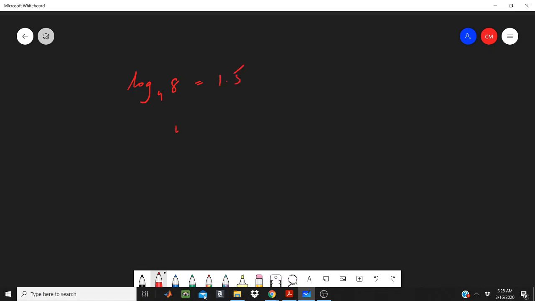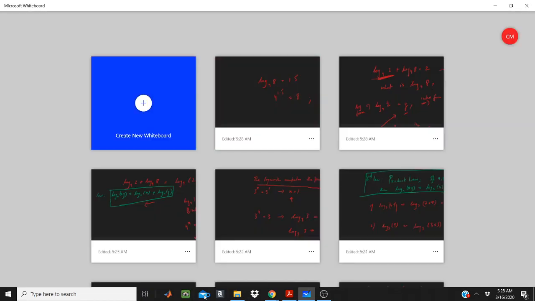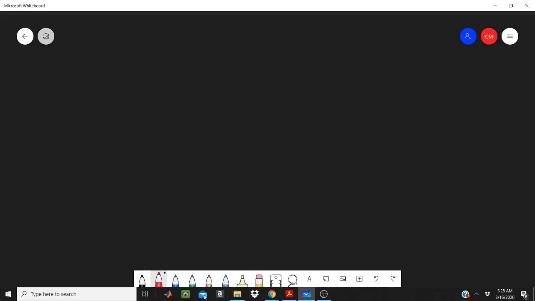So in index form, this is 4 to the power 1.5 equals 8. Just use your calculator and raise 4 to the power of 1.5, or 3 by 2, and check if it's 8 or not. If it's 8, then you're correct. If it's not, then you definitely made a mistake. But I doubt that we've made any mistake. Okay, so the next rule, or maybe we can try some more examples. Actually, I can give you an example so that you can try it yourself.